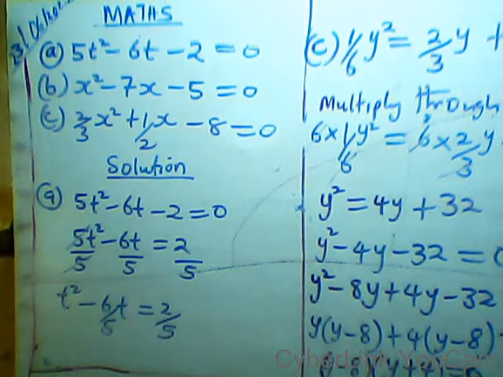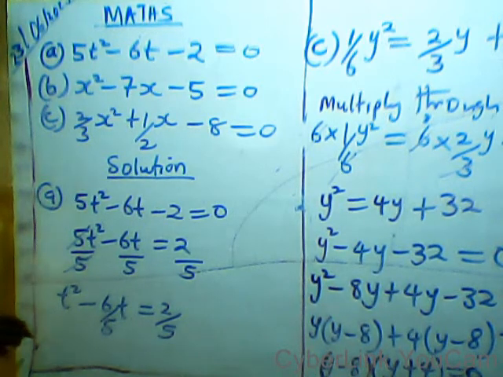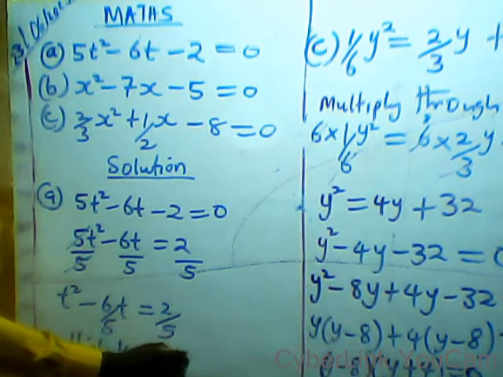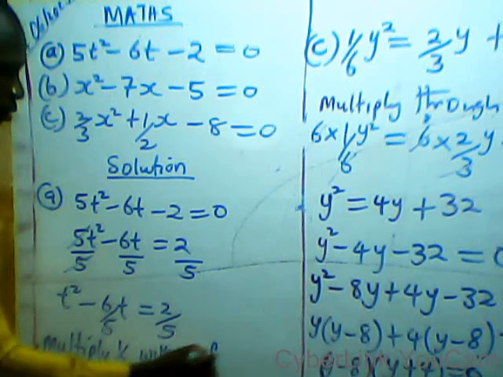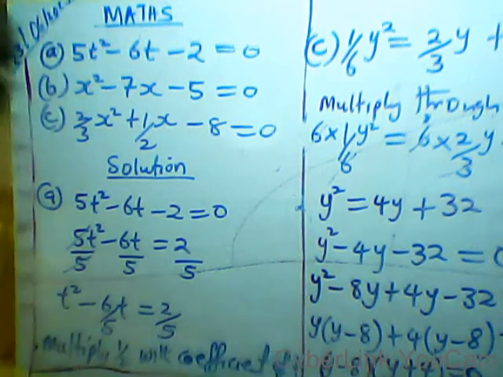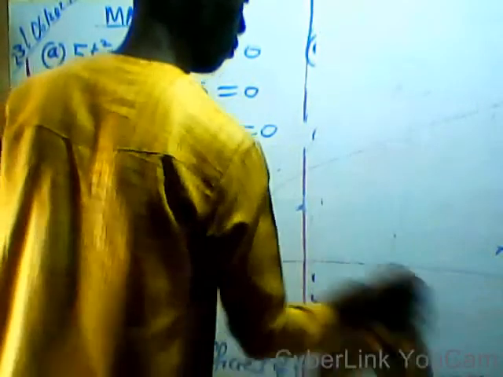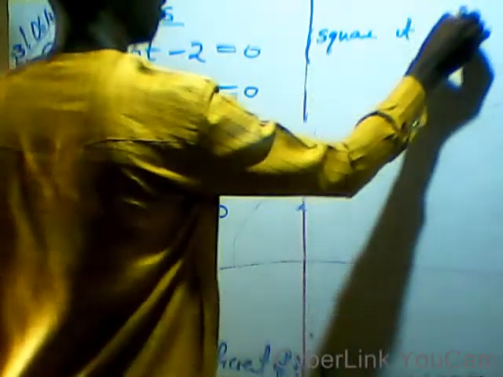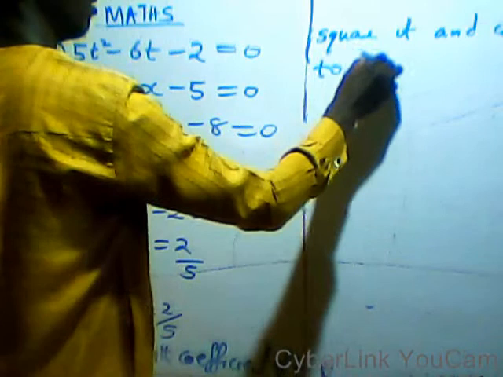Then, after that, what I will do is to multiply 1 over 2 with the coefficient of t, square it, and add it to both sides.